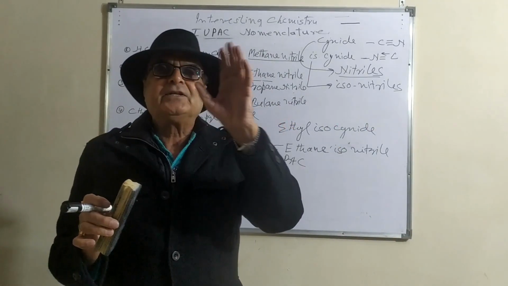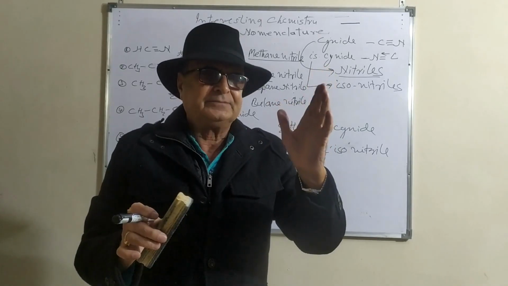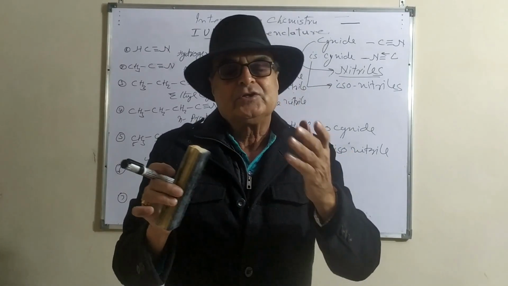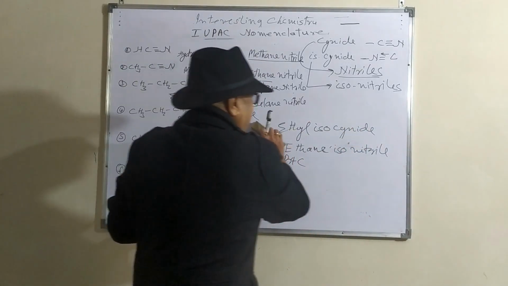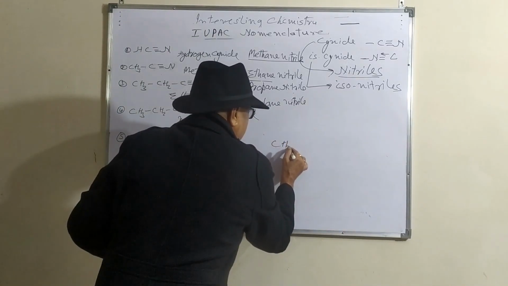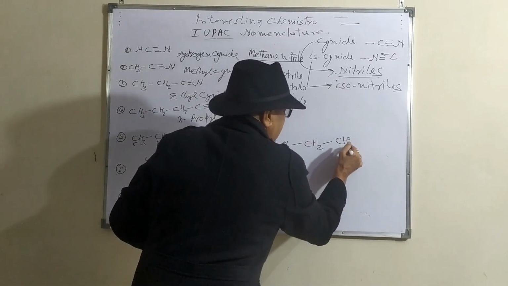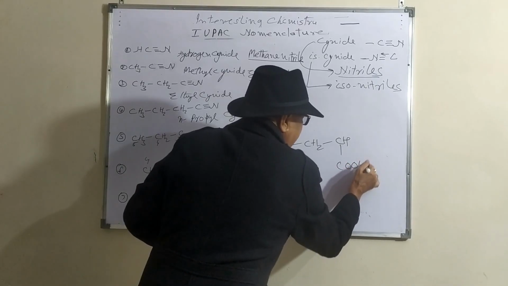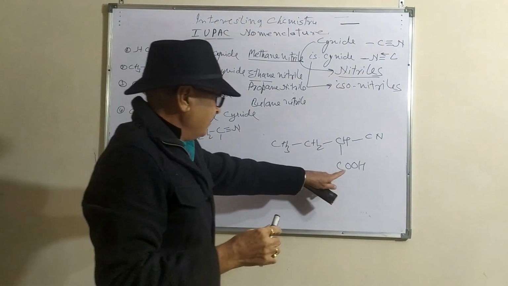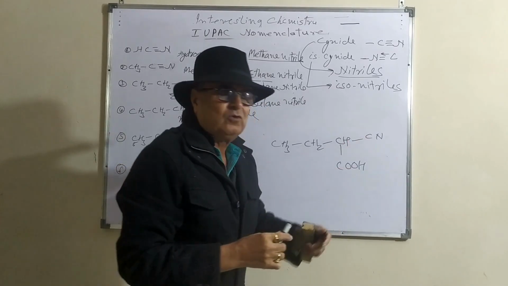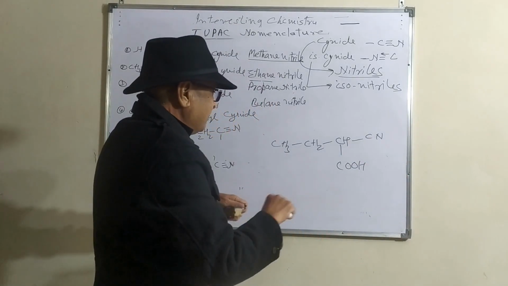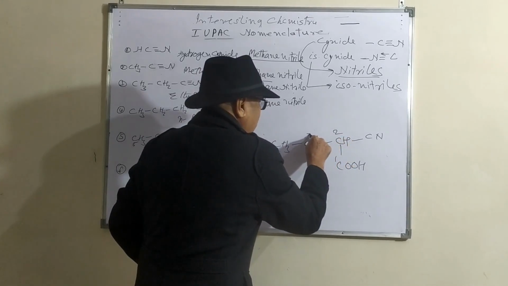So cyanide is written as nitrile in the suffix. You should remember it. And suppose I'm giving one more example: suppose here this is CH3 CH2 CH, and COOH, and here is CN. Then what will be the name of this compound? Here are two functional groups, the COOH group and the CN group. So the COOH group is senior to cyanide. So the numbering will start from 1, this carbon, 2, 3 and 4.